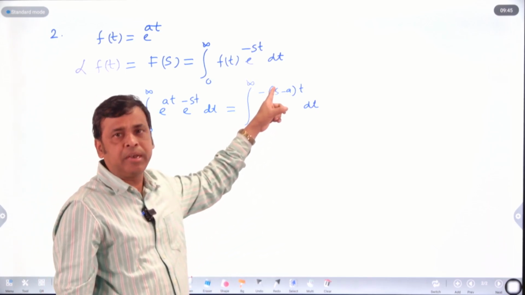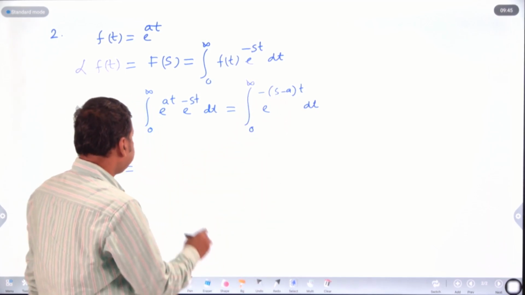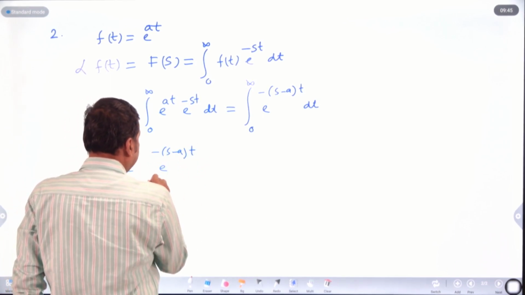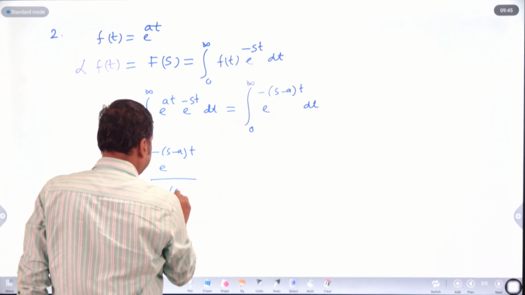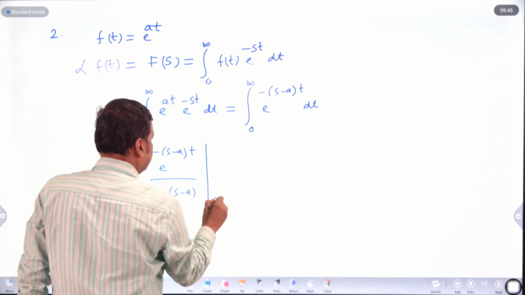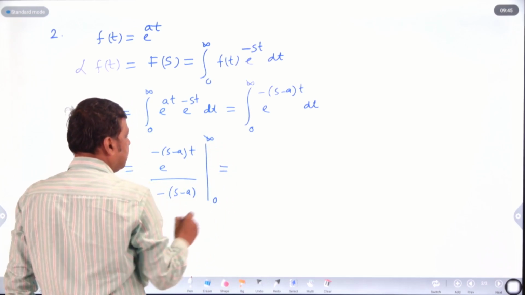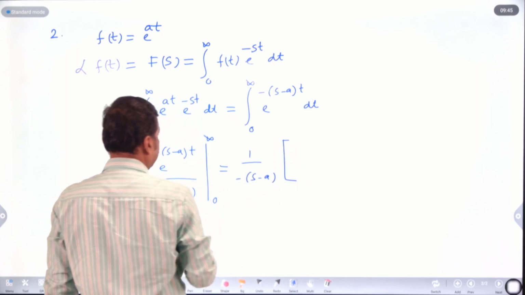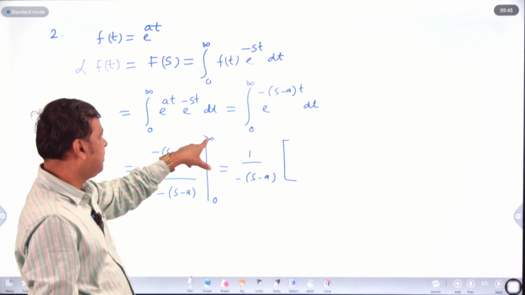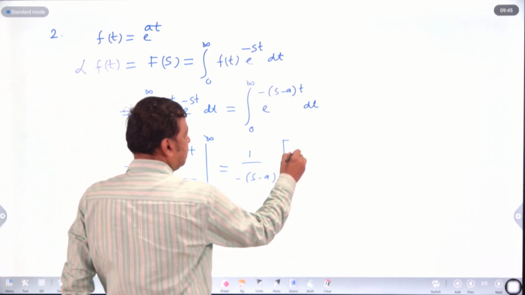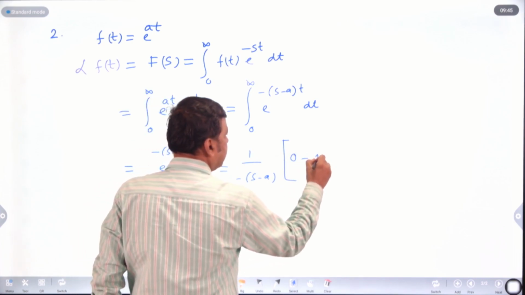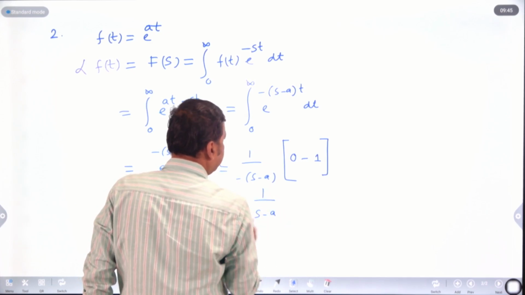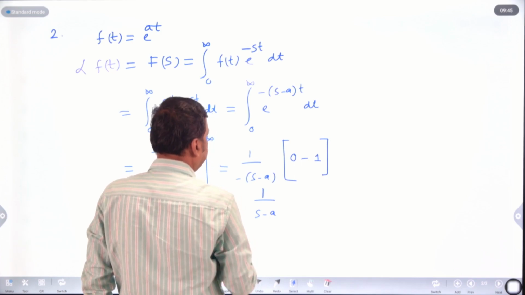So the integration of e to the power any function is nothing but e to the power that function divided by the derivative of the function. So e to the power minus (s minus a) t divided by minus (s minus a), from 0 to infinity. If you put the upper limit in place of t, that is infinity, e to the power minus infinity is 0, minus e to the power 0, that is 1. So the value is 1 by (s minus a).